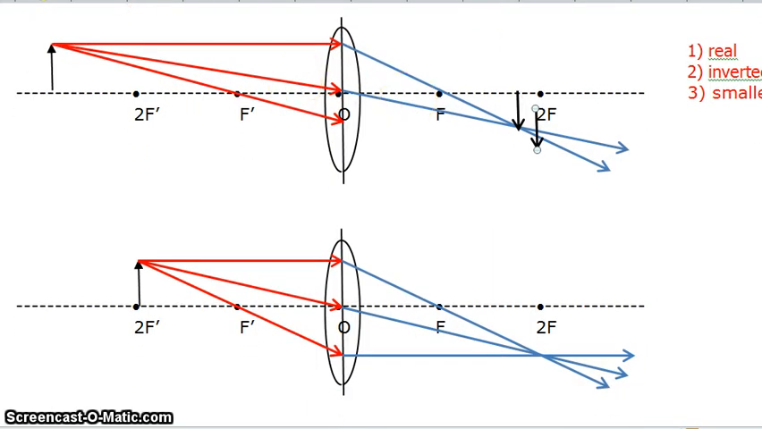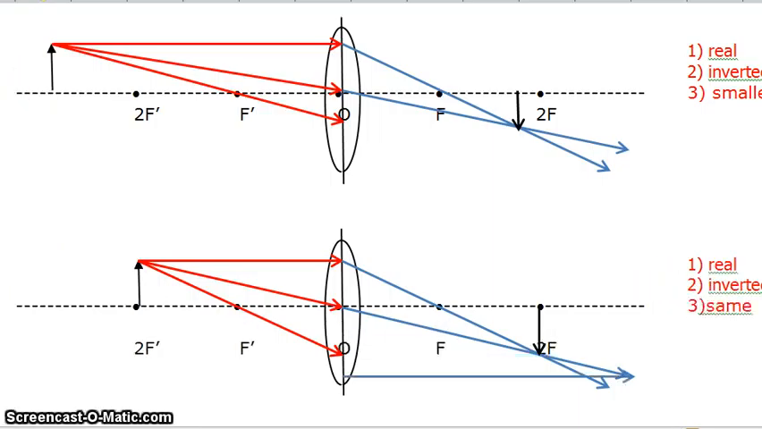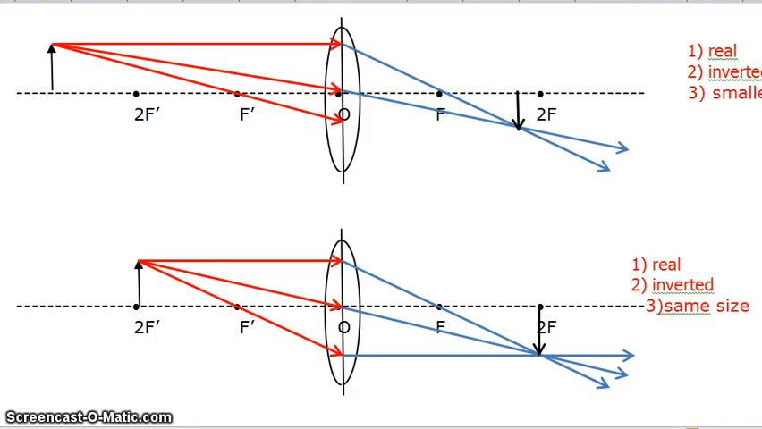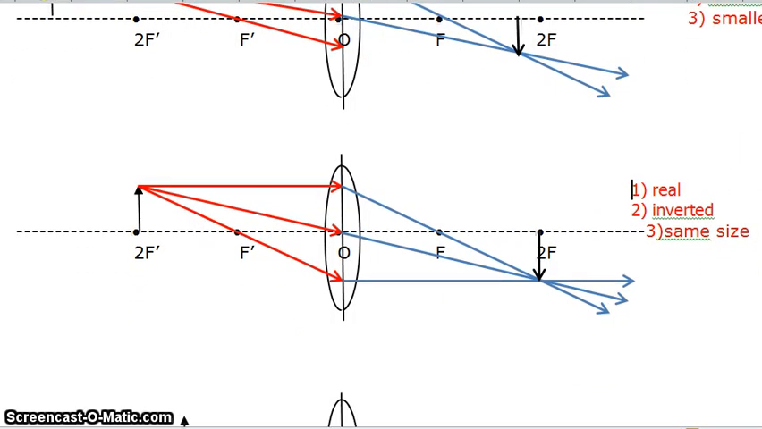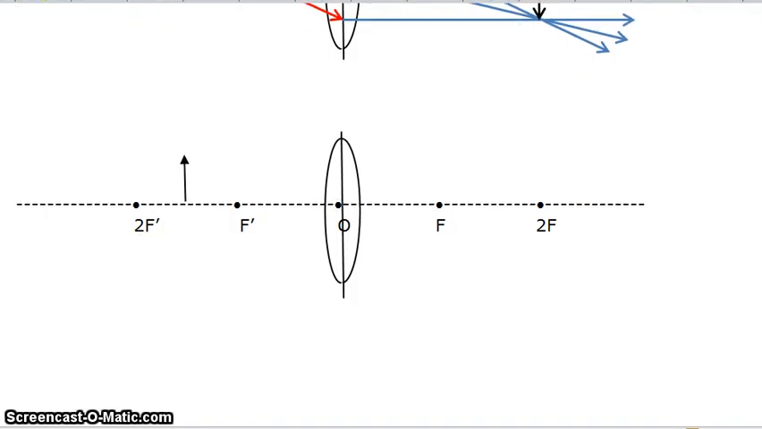So again, we have a clearly defined image, goes right there. This image is still real, it's still inverted, but because we were on top of twice the virtual focal point, this is somewhat of a special case, and in this special case, it's actually exactly the same size as the original image. That's kind of hard to see, but it is true. Alright, so let's move on to looking at this one.